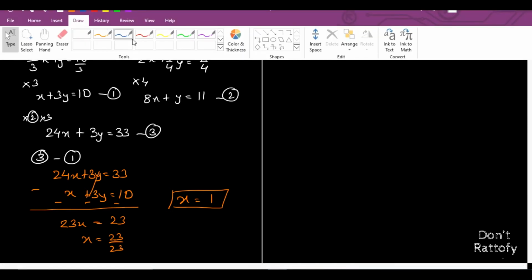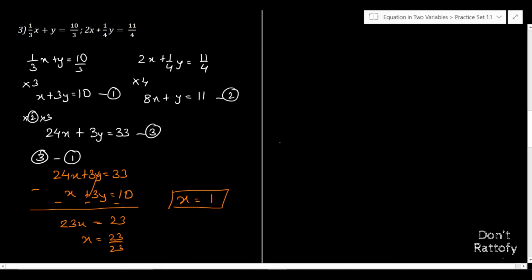Now what I want to do is substitute the value of x in the second equation, or yes, let's say in the first equation. Okay, so how will I do it? Substituting x is equal to 1 in equation 1. The equation 1 is x plus 3y is equal to 10. So instead of x, I will write 1 plus 3y is equal to 10.